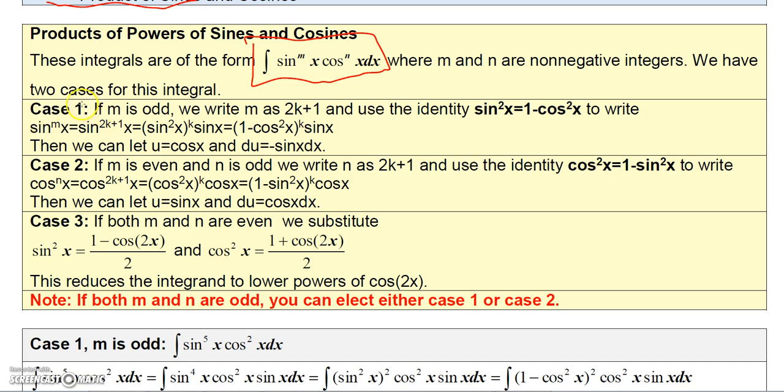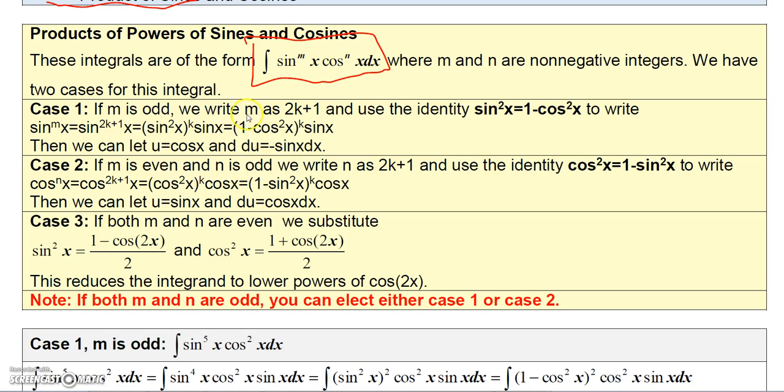Case 1: if m is odd, in other words, if the power of the sine function is odd, then we're going to write m in the form of 2k plus 1, and then we're going to use the identity for sine squared. In other words, we're going to rewrite sine to the m of x using sine squared in there, and then times sine x. You'll see what I'm talking about in a minute. But once we do that, then we can replace the sine squared with 1 minus cosine squared x.